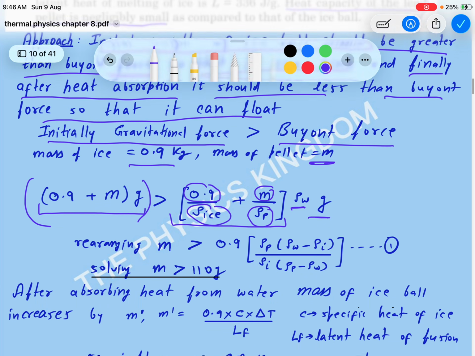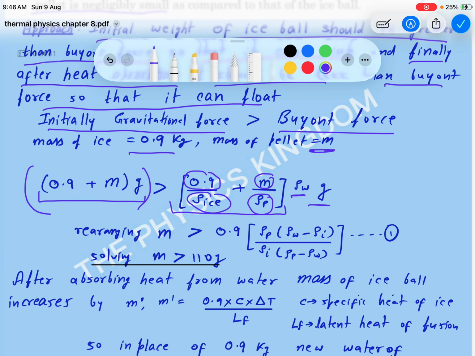Okay. Now I'm rearranging the terms, solving. So then what I'm getting, m should be greater than this expression. Now you substitute these values, density of lead, density of water, density of ice. What you get, mass should be greater than 110 gram.